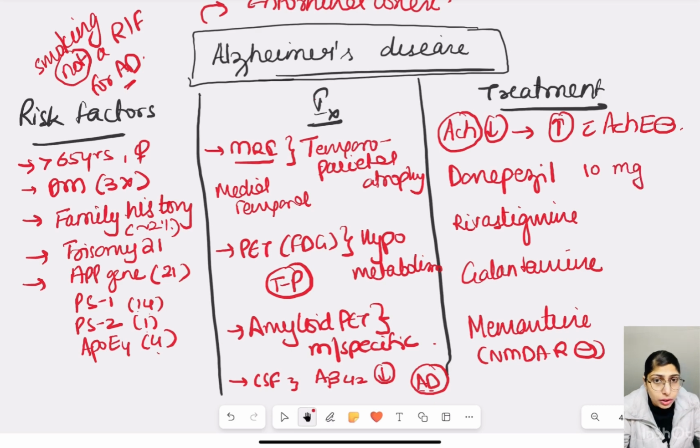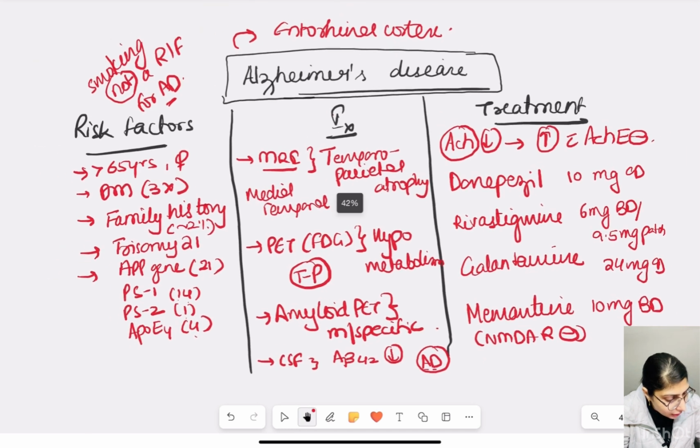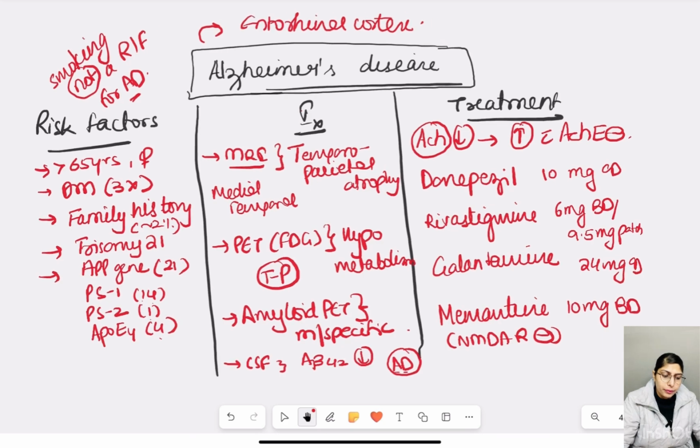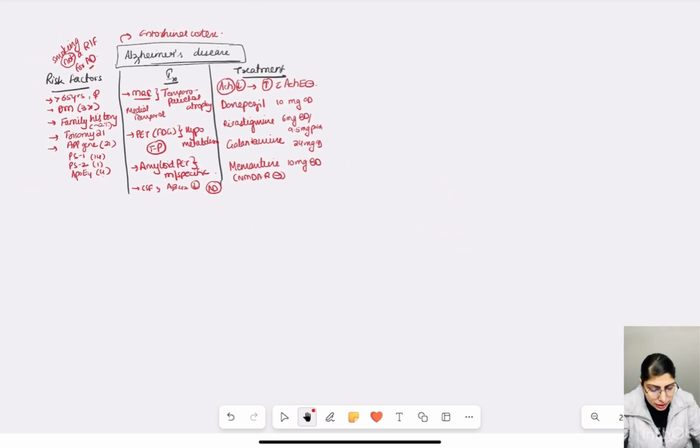They also ask about the doses, so let us try to learn the doses. So donepezil is 10 milligram once a day, while memantine is 10 milligram twice a day. Rivastigmine also comes in the form of a patch, so you can either give in an oral form 6 milligram tablet twice a day or a 9.5 milligram patch daily. Galantamine is 24 milligram once a day. So these are the dosages for Alzheimer's disease.